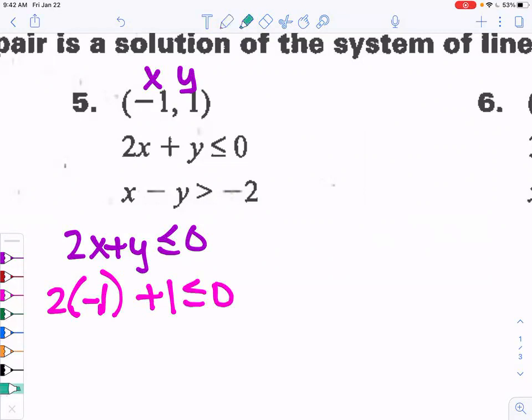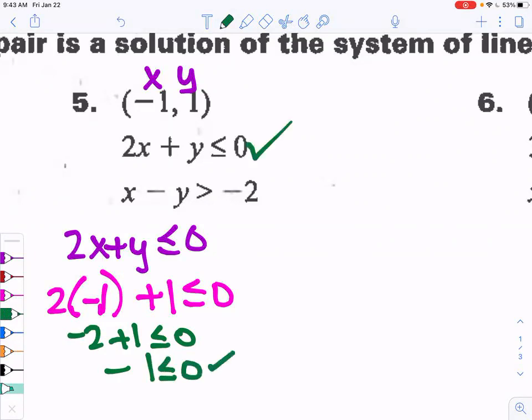Haley, when we multiply 2 times -1, we get -2. And what is -2 plus 1? Is -1 less than 0? Yeah, all right. So that one checks off. If the first one works, you have to do the second. So we're going to look at the second.